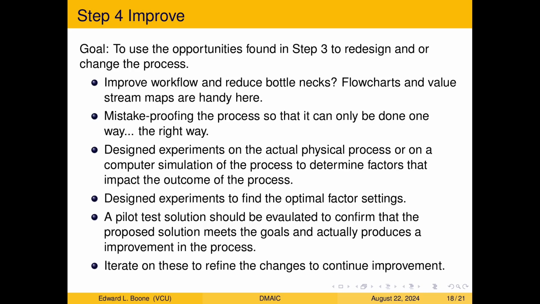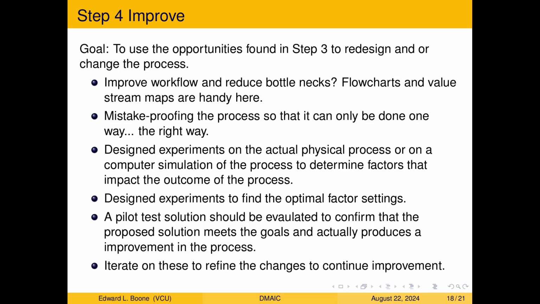There's lots of people who are trying to do this. Just think about it, you go and take a survey, and if it has a star by it, it means you have to fill out that item. They're trying to mistake proof it so they're sure that they collect the right information. In order to improve, you might design physical experiments on the actual process or a computer simulation to see if the various sources of variability actually impact the outcome.